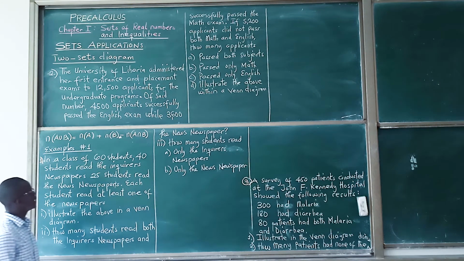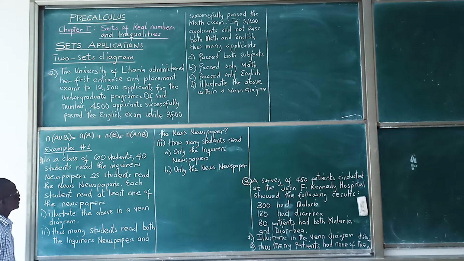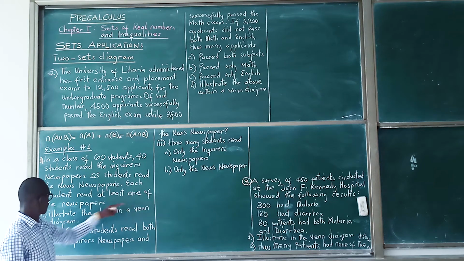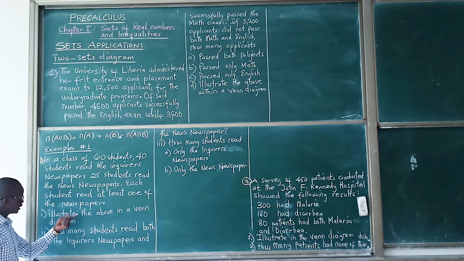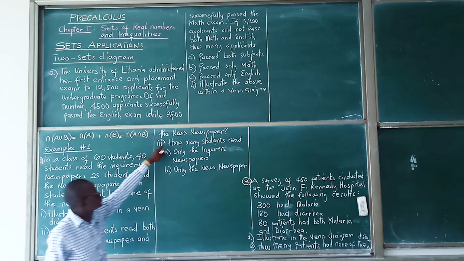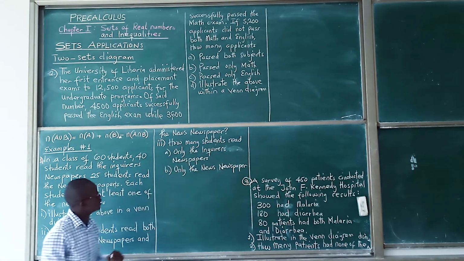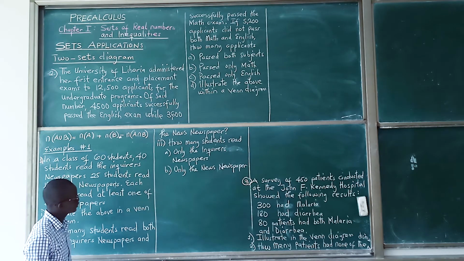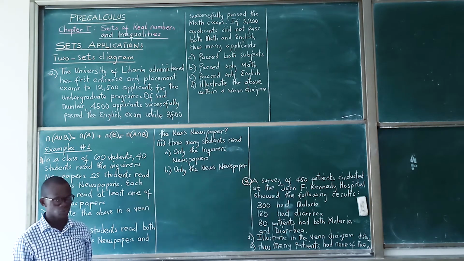The first one says, in a class of 60 students, 40 students read Inquirer newspapers, 25 students read the other newspapers. Each student reads at least one of the newspapers. Illustrate the above in a Venn diagram. How many students read both the Inquirer newspapers and the other newspapers? And how many students read only the Inquirer newspapers and only the other newspapers?